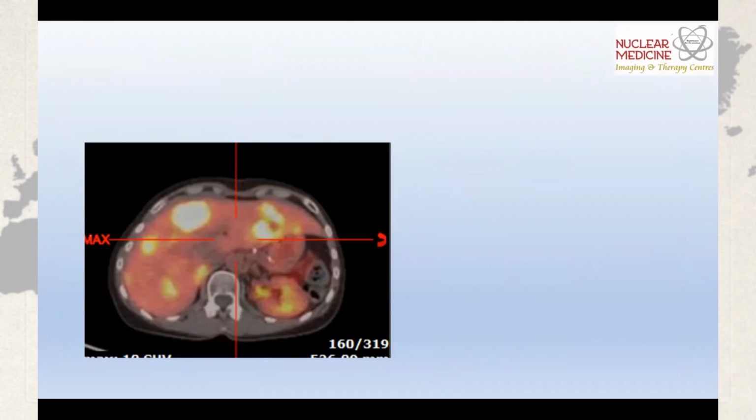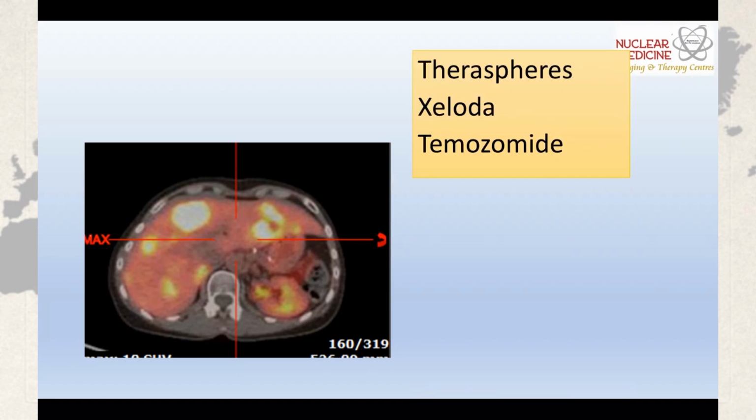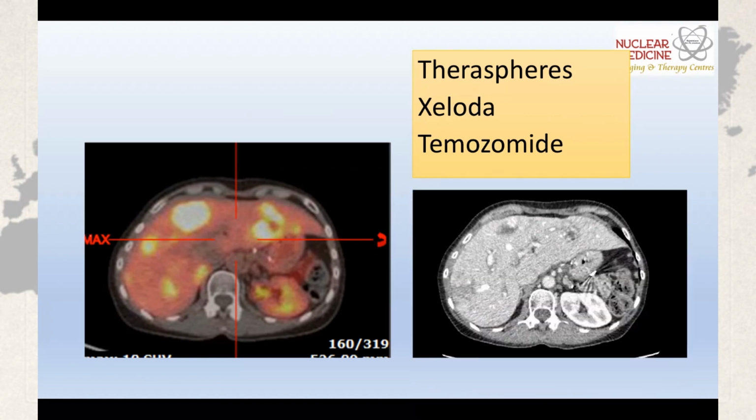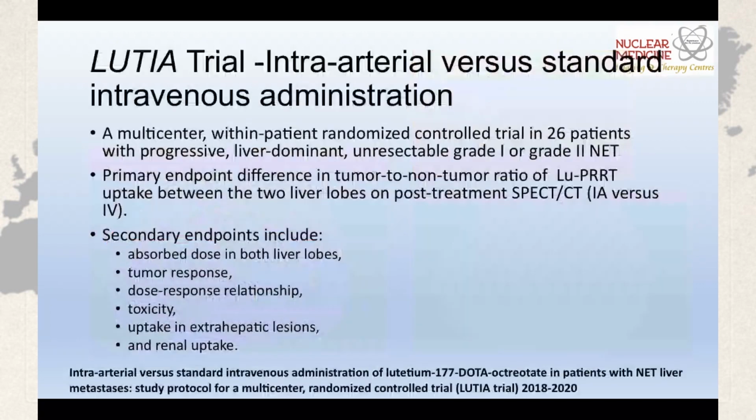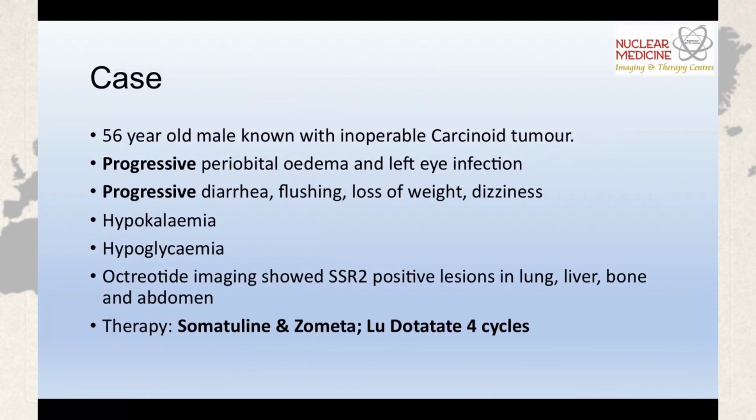At this point, it was considered that because the lesions were small enough in the liver, TheraSpheres could be used in combination with Xeloda and temozolomide. Subsequently, there was a significant improvement in the remaining lesions as well. So it's not uncommon to use combination treatments, particularly in the liver. One of the trials we are awaiting is the LUCIA trial, which is going to show us intra-arterial versus standard intravenous administration of the PRRT. This is a multi-center study, and they selected 26 patients with progressive liver-dominant unresectable grade 1.